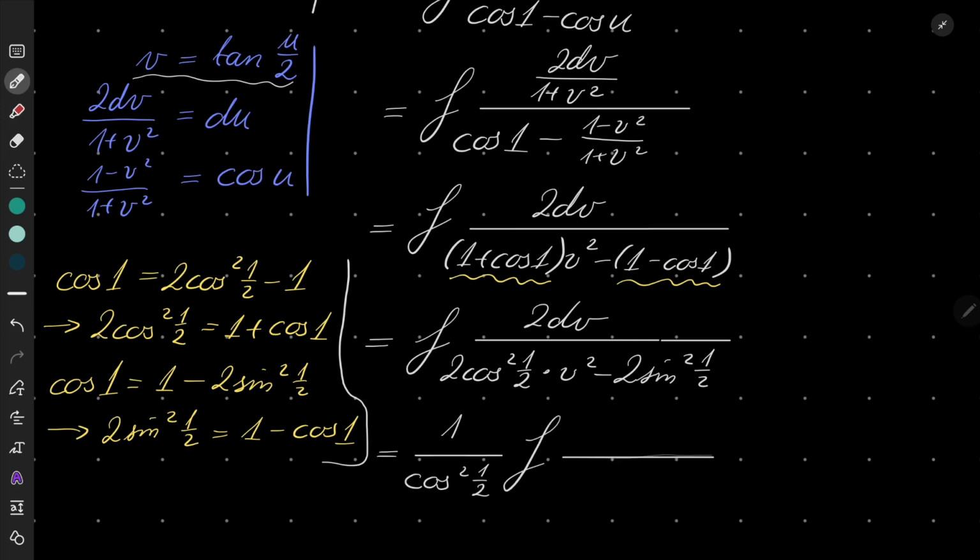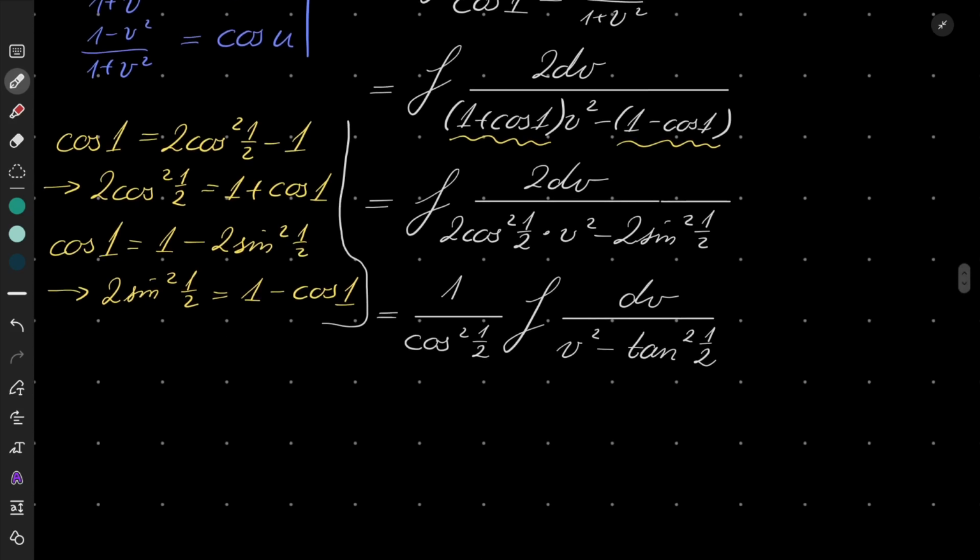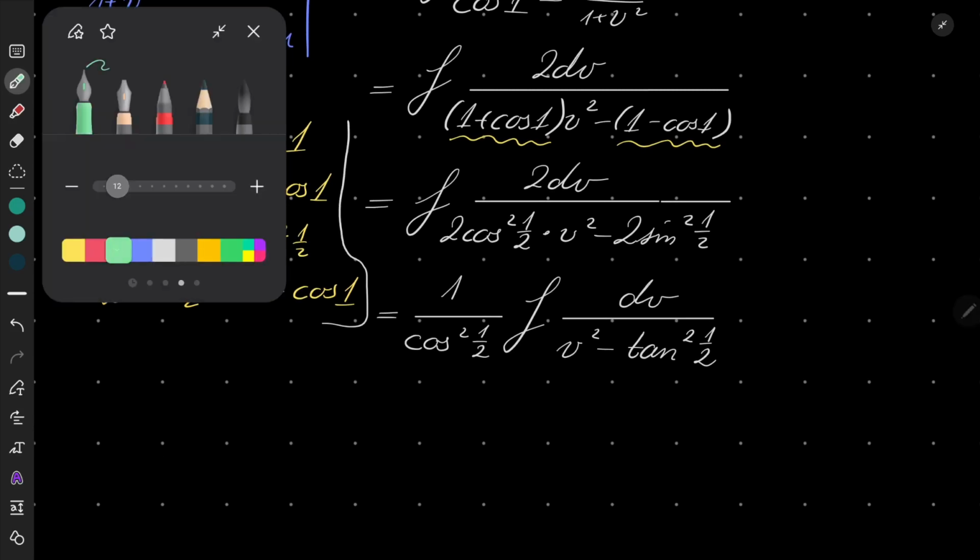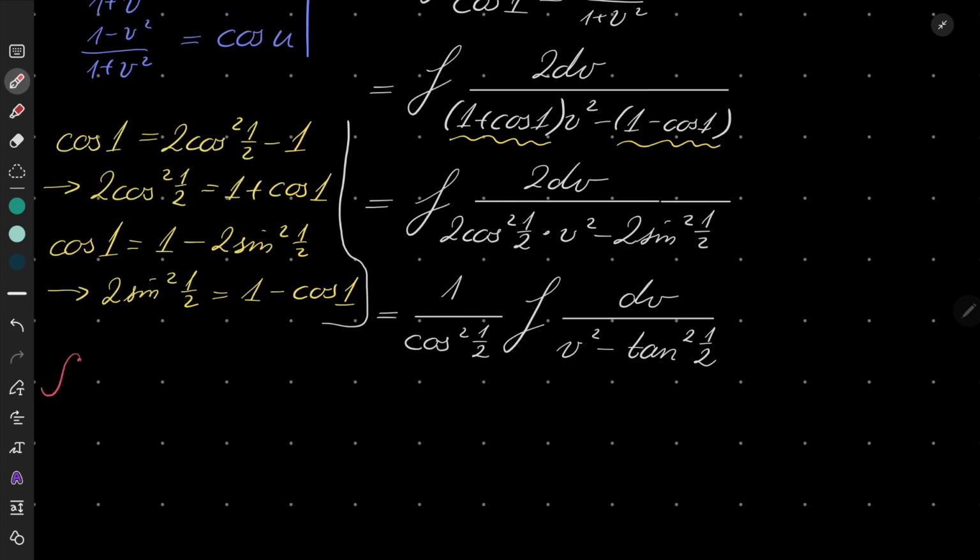And now we get dv over v squared minus, and now sine squared over cosine squared is tangent squared of 1/2. Okay, very well. And now, using another hint which I gave in the beginning, I will make use of the fact that the integral of dx over x squared minus a squared is the same as 1 over 2a times the natural log of (x minus a) over (x plus a).